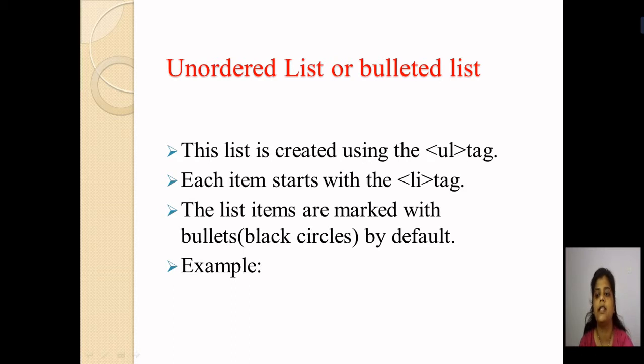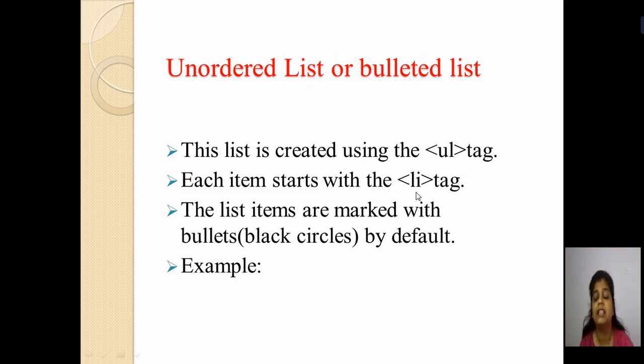Now in today's lecture we are going to see an unordered list, or what is called a bullet list. An unordered list is also called a bullet list, which is created by using the ul tag. So the ul tag is used to create an unordered list. Similarly, like in an ordered list, in an unordered list each item starts with the li tag. The li tag is used to list the items in the unordered list.